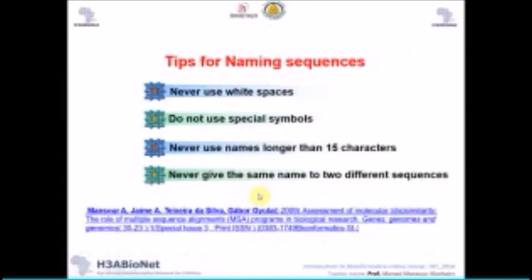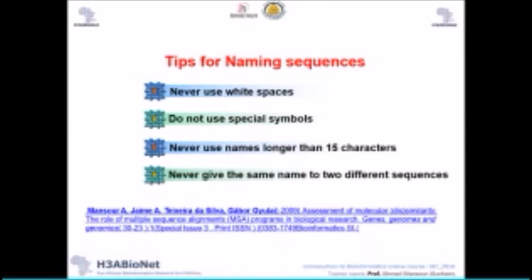Here are some tips for naming sequences. Number one, never use white spaces. Number two, don't use special symbols like hashtag. Never use names longer than 15 characters, and never give the same name to different sequences. If you miss any one of these four tips, you will not be able to align, and many error messages can come to you because of these four simple mistakes.